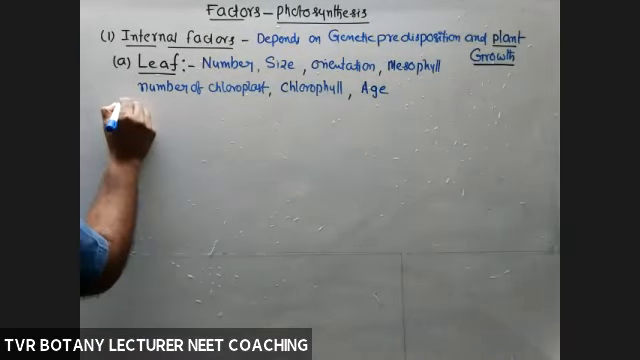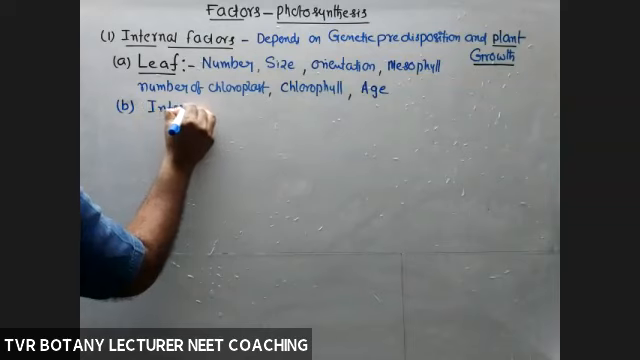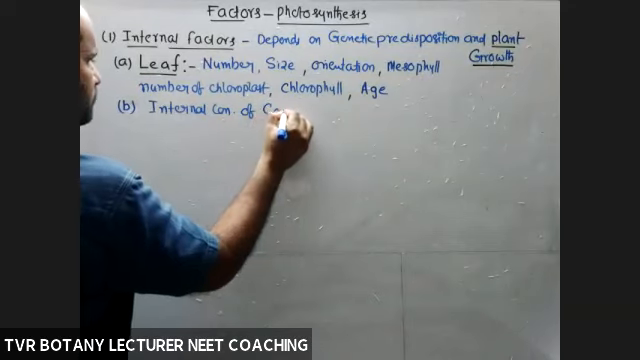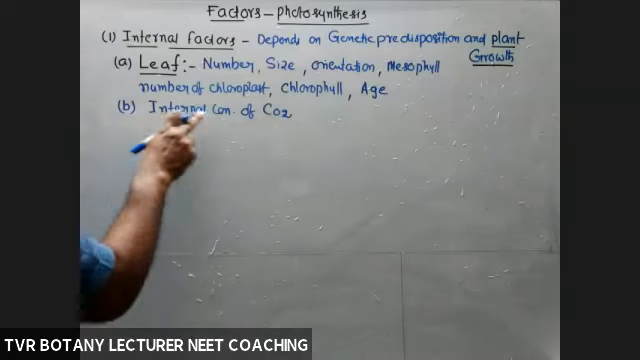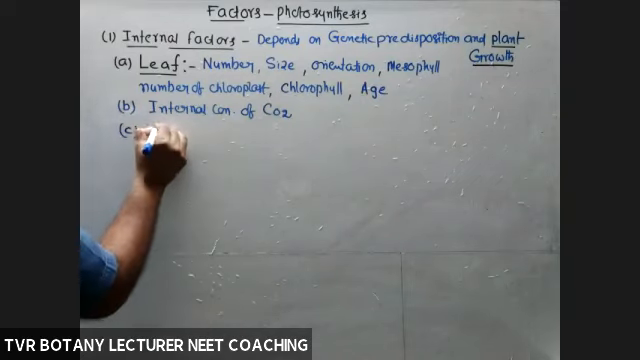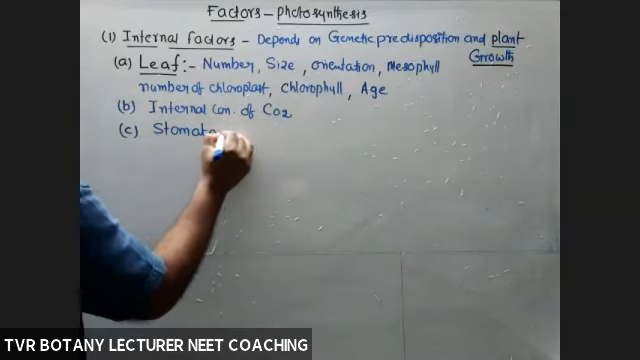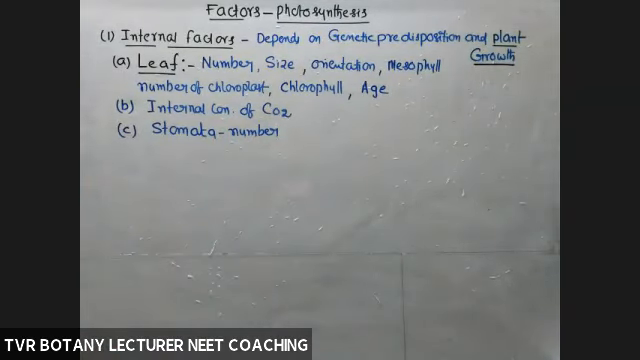Next, internal concentration of CO2. So CO2 concentration within the plant must be optimum. Internal concentration of CO2 depends on stomata number, particularly stomata number, and opened, unopened stomata. So all these factors are able to decide a rate of photosynthesis.